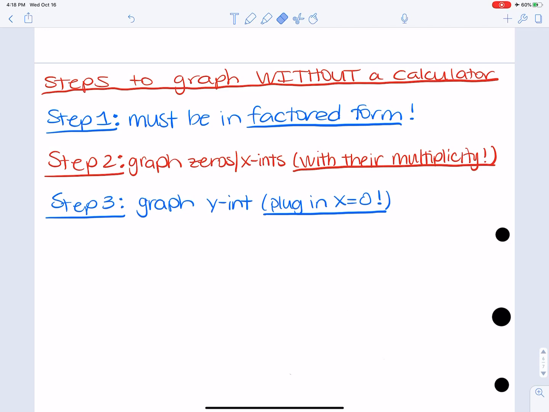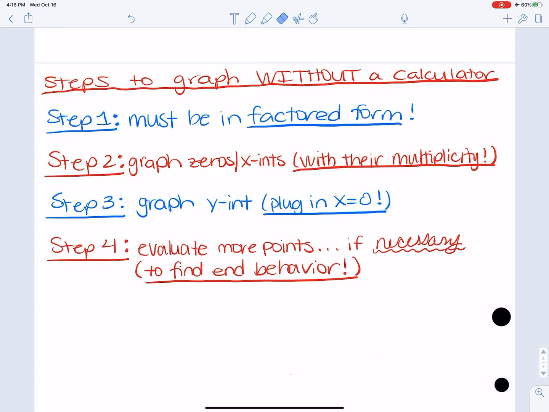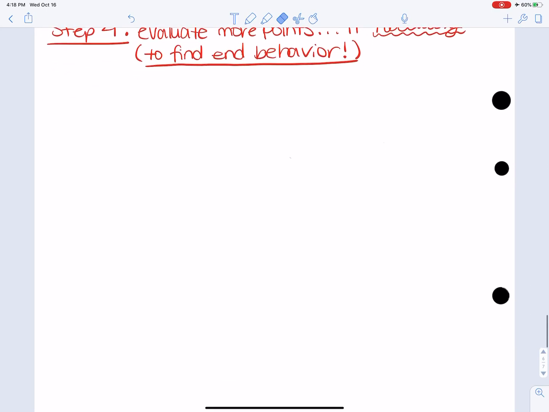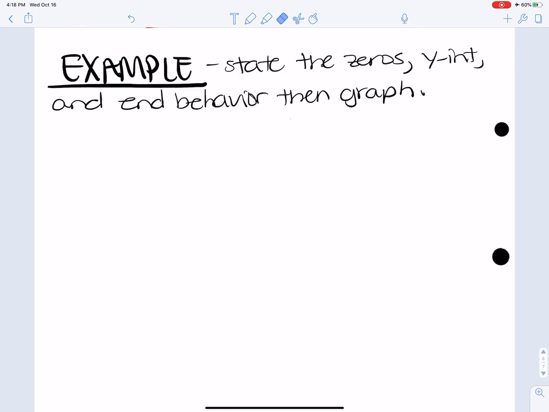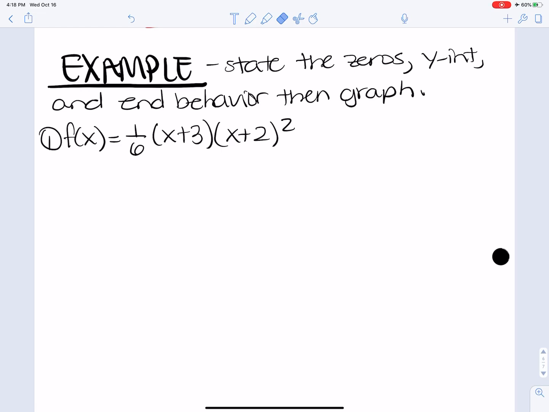Step 3, you're going to graph the y-intercept, so you just plug in x equals 0 to figure out what that is. Step 4 is you're going to evaluate more points if necessary to find the end behavior. And that is all the steps. So now let's officially do an example. State the zeros, y-intercept, and end behavior, then graph. Here is our function. We're not using a calculator at all.